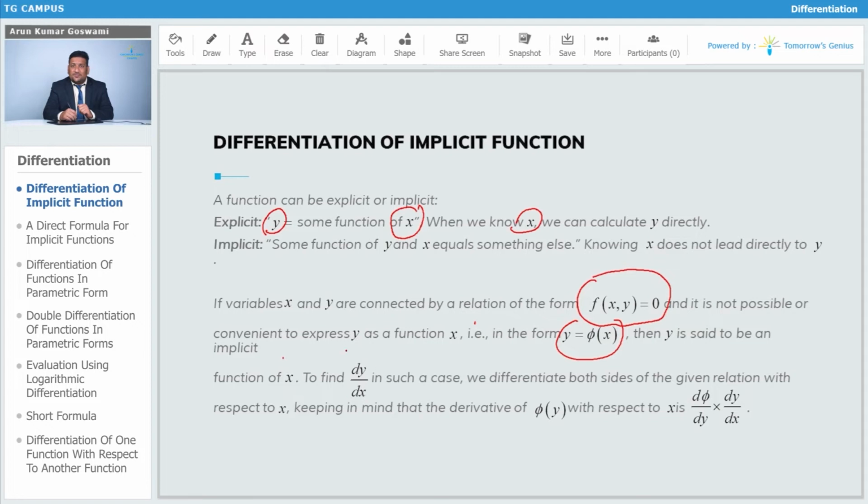So in that case, if we have to find dy by dx, what do we have to do? In these kinds of cases, we will differentiate both sides of the given relation with respect to x. Let us suppose I write an example. If we have y here and cos of t, two functions are there. So I'll differentiate y with respect to x and this also with respect to x, as I have written here, d phi by dy into dy by dx. Okay, next.